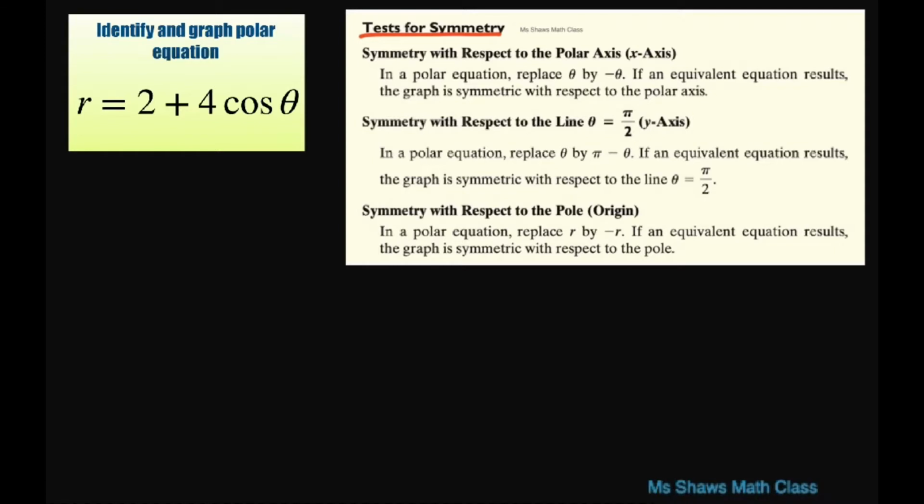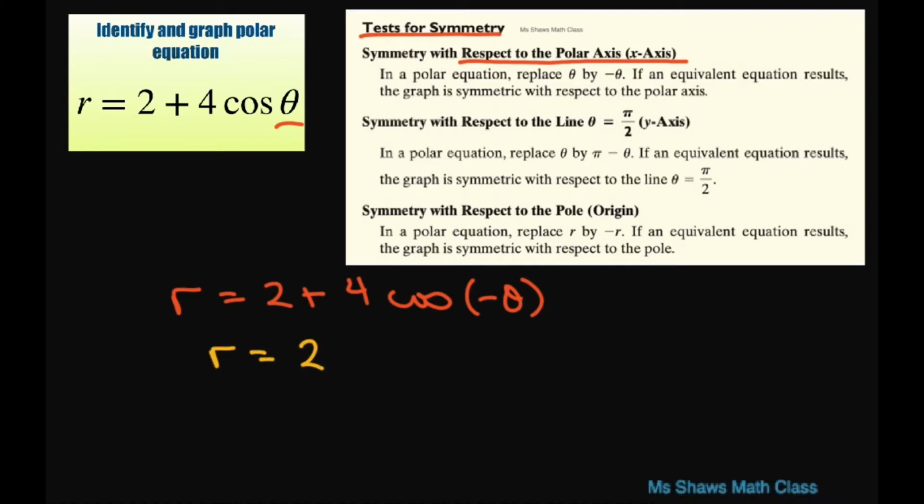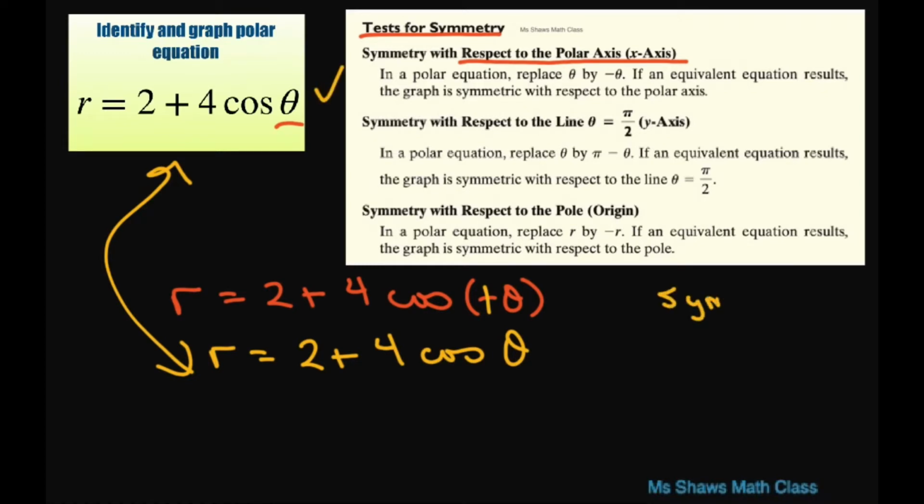The first test is to see if it's symmetric to the polar axis, which is the x-axis, by substituting in negative theta for theta. Since cosine is an even function, this is going to be 2 plus, this just goes back to positive. So this means it's even, and since it looks just like our original, they are equivalent. That means our test passes, and it is symmetric to the x-axis or to the polar axis.